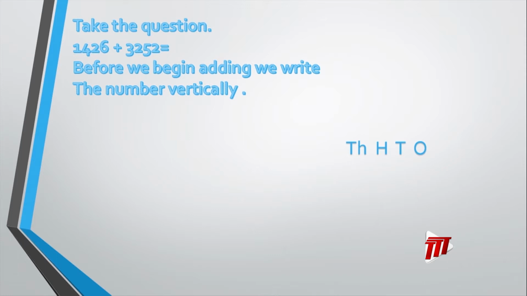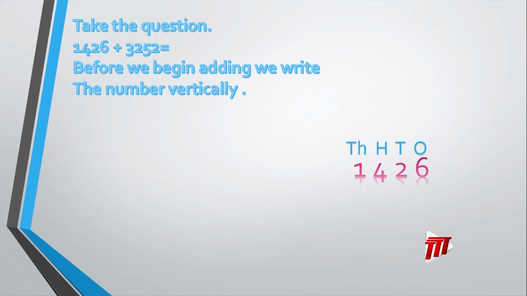So the first addend that we are putting in is the first one that we have here in our number sentence. So we have 1,426. 1,426 goes under the place values. So the 6, which is 6 ones, is under the ones. Good? So the 1, which is 1,000s, is in the thousands position. So that's what we're going with.